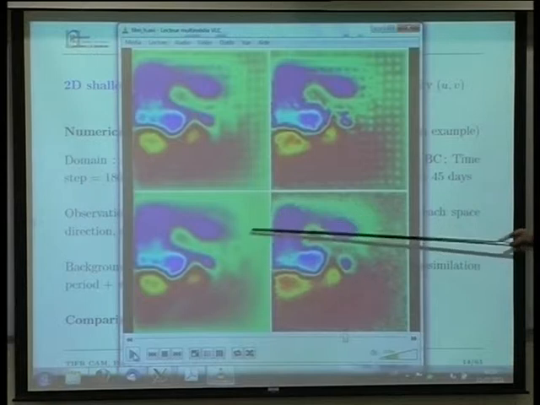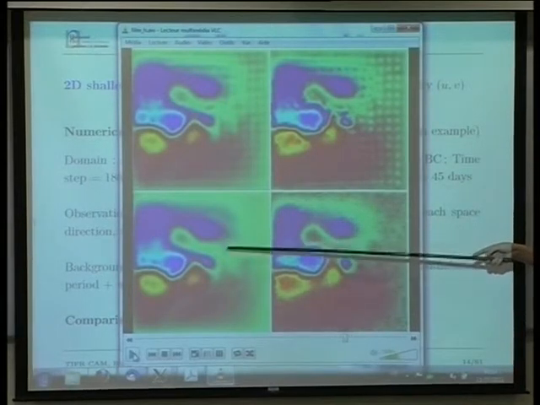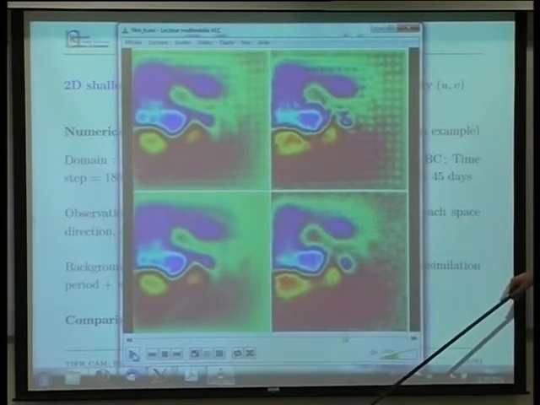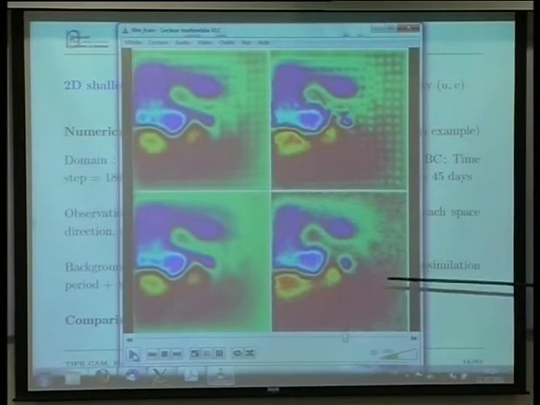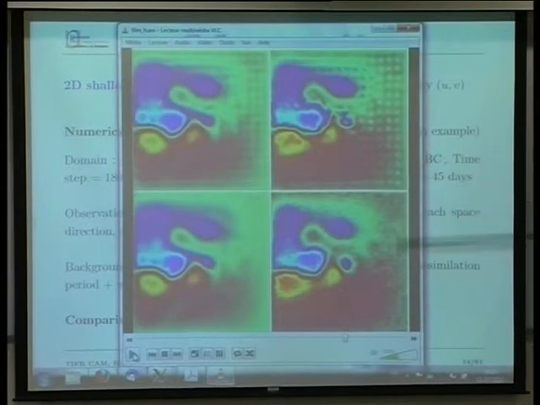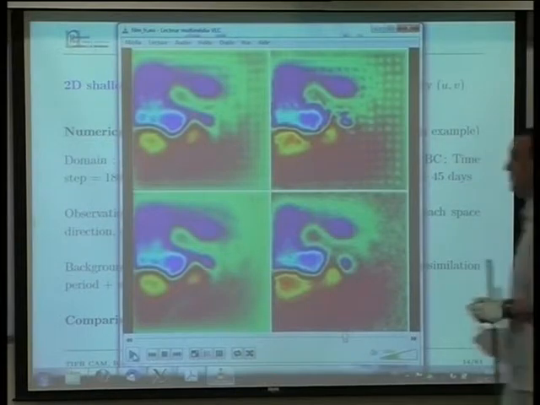We can compare it with the true solution, the one I used for generating the observations. This is the background state. So this is what you have if you don't have a data assimilation scheme. And this is what the 4DVAR does in 5 iterations. I should have stopped it before, but okay, we can compare these two schemes.